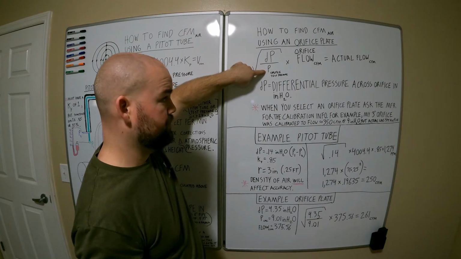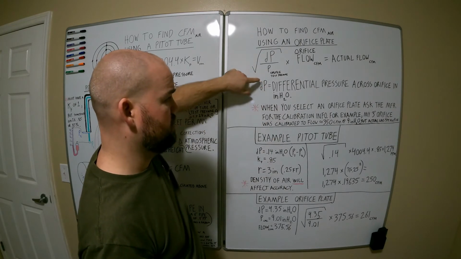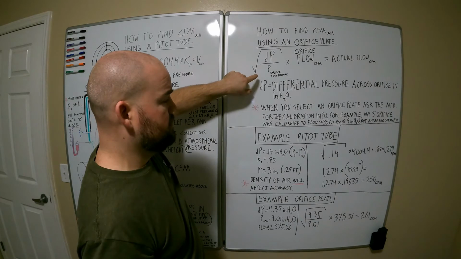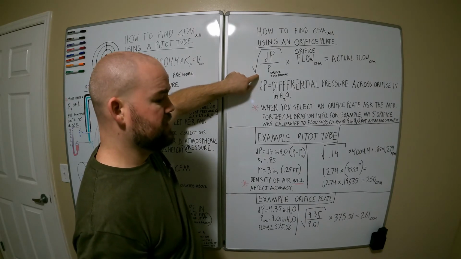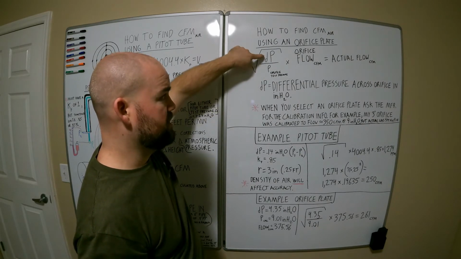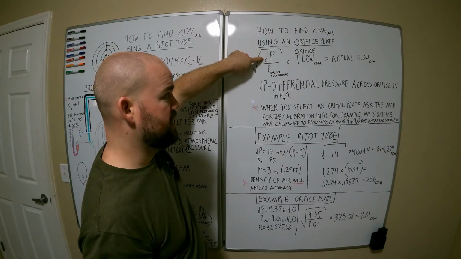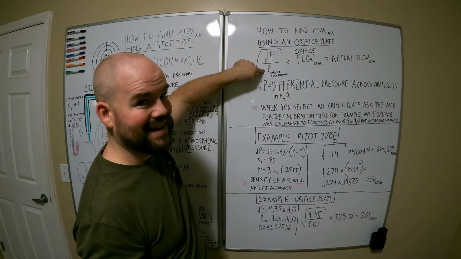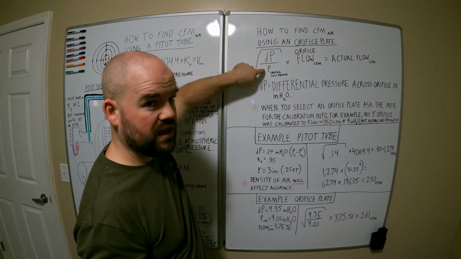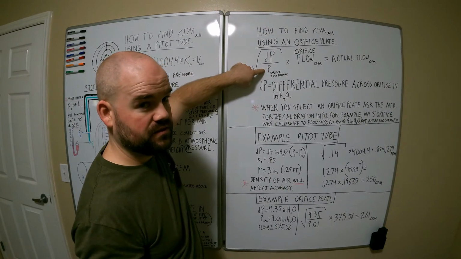So for example, and I do an example down here, if my orifice flows 350 CFM at 9 inches of water, I'm going to take my differential pressure across the orifice and take the square root of that number divided by the 9 inches of water. Not the 28 inches of water I'm testing the cylinder head at.